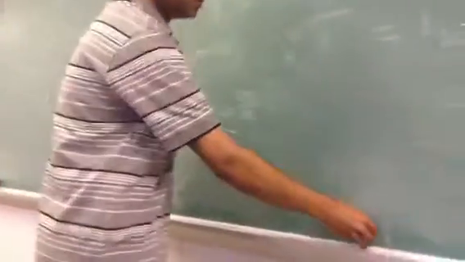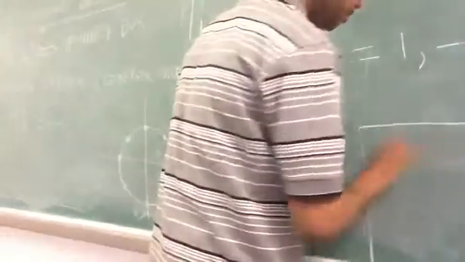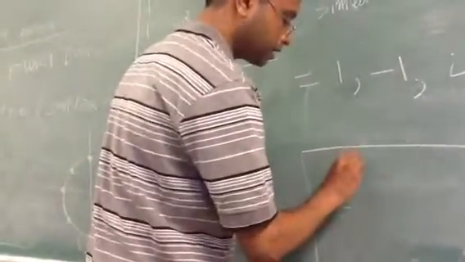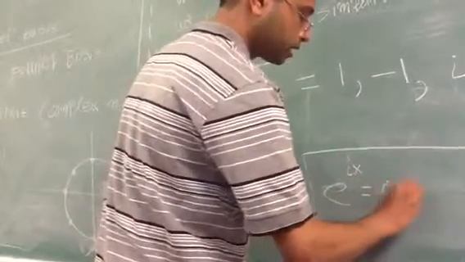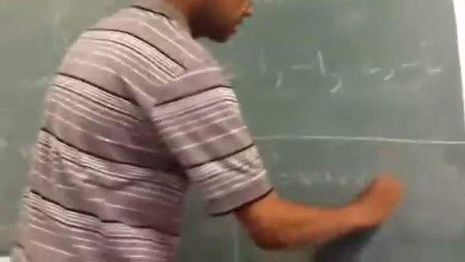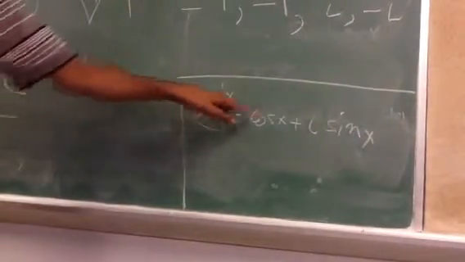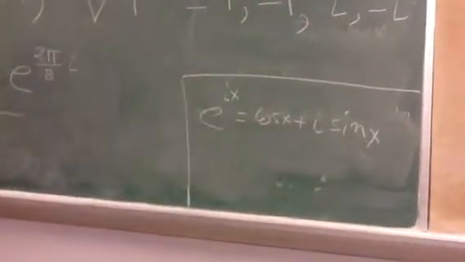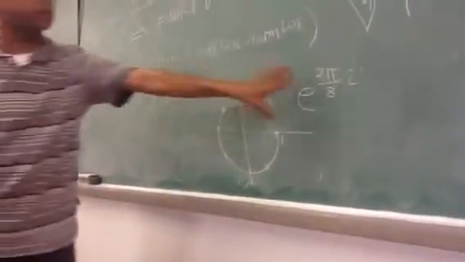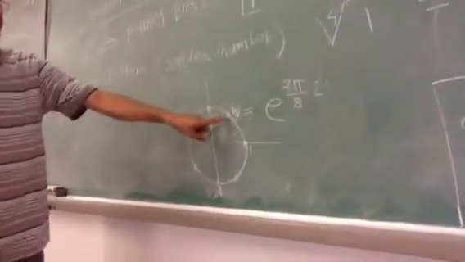So e to the i x is cosine x plus i sine x. This is Euler's formula. One way we can write this e to the i x in this form goes back into the unit circle. Don't worry too much about degrees.